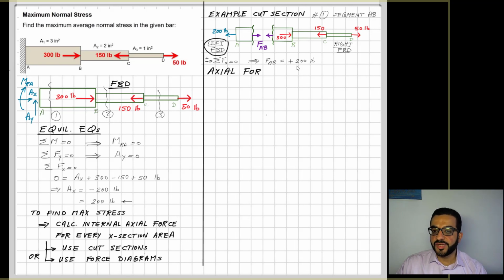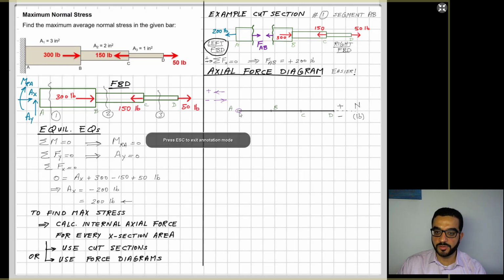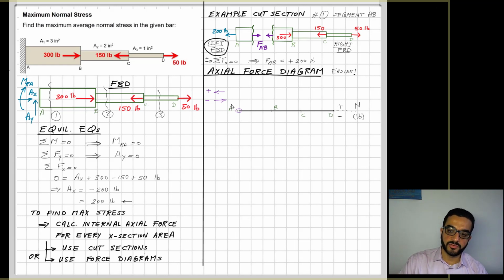This is just an example, but I want to share with you the more efficient approach, which is drawing an axial force diagram. Like we learned in statics, you start from the left, and you set your positive direction for accumulating the impact of each force you go over from left to right. If you're moving from the left, an arrow going to the left is a tension force. An arrow going to the right is a negative, compression force.